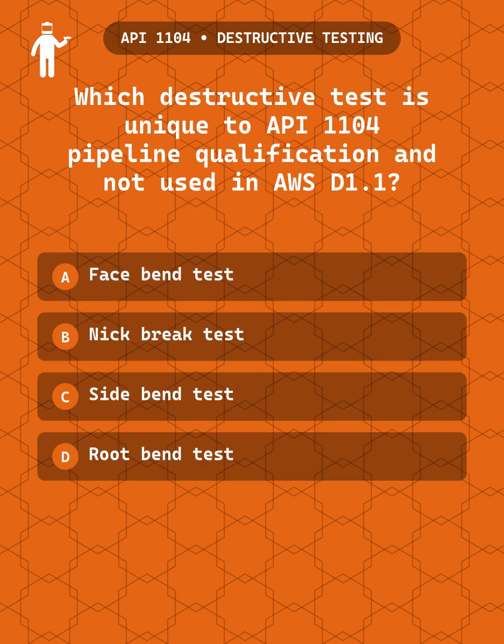Question 3. Which destructive test is unique to API 1104 pipeline qualification and not used in AWS D1.1? A. Face bend, B. Nick break, C. Side bend, or D. Root bend?